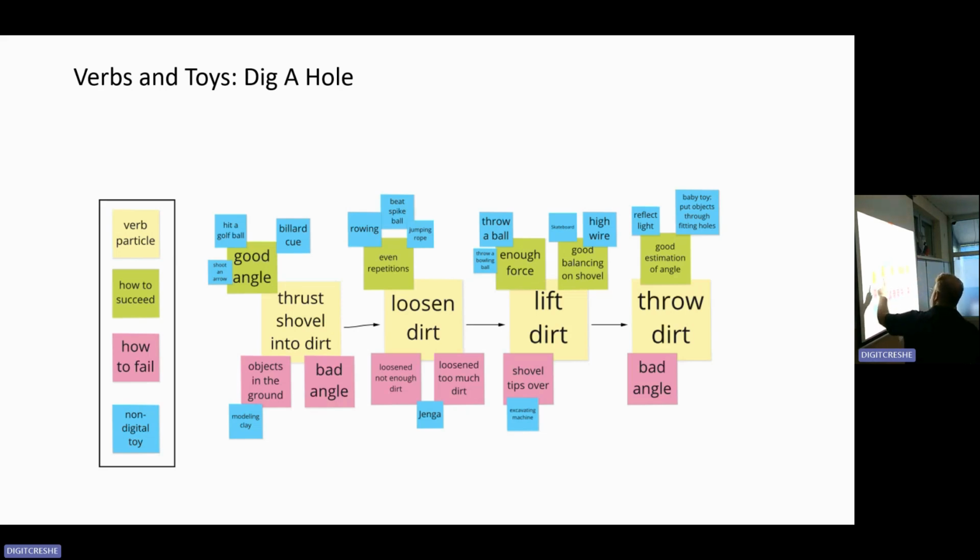So, here's the question. How could the game, it's a little bit different though, how could the game measure if you're successful or if you're not? These are ideas from students from another class. So, for example, loosening dirt, losing too much dirt, losing not enough dirt, could be expressed by a tower of Jenga. So, for example, you could call the whole thing dig a hole, and you could use as a toy a Jenga tower if you focus on this part.